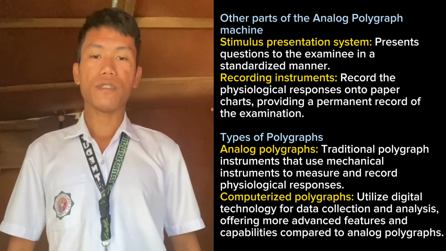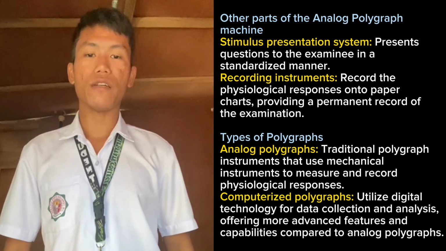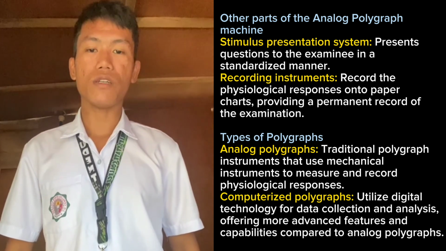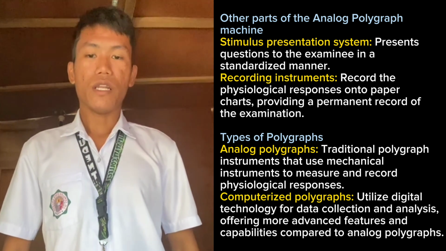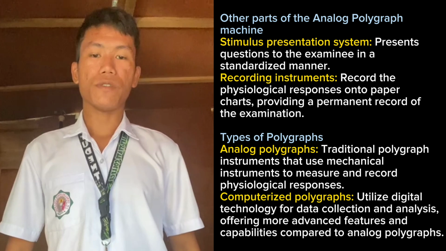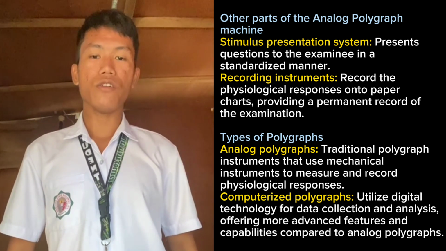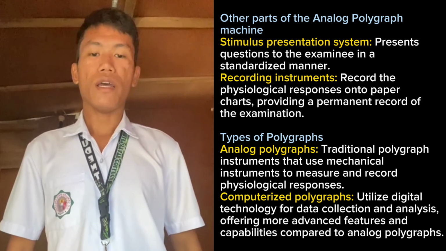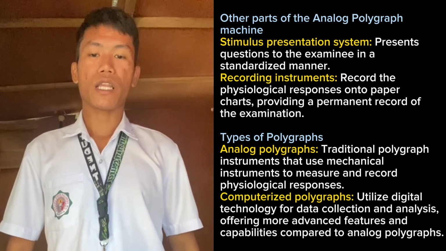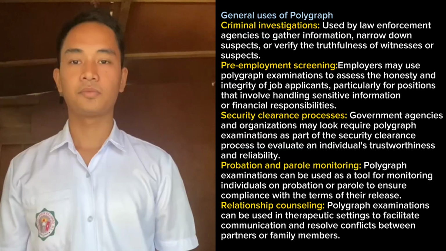Analog polygraphs. Traditional polygraph instruments that use mechanical instruments to measure and record physiological responses. The next is computerized polygraphs. It utilizes digital technology for data collection and analysis, offering more advanced features and capabilities compared to analog polygraphs.